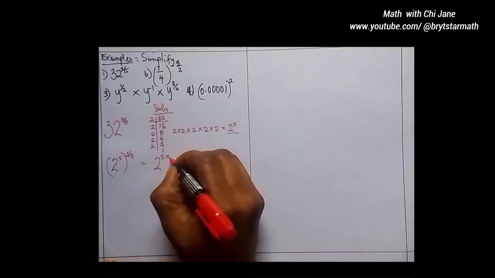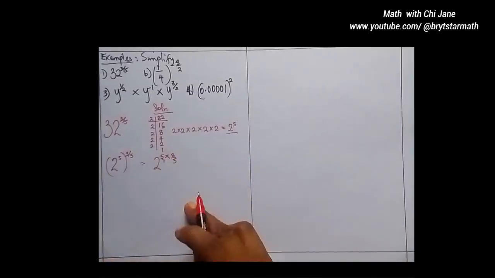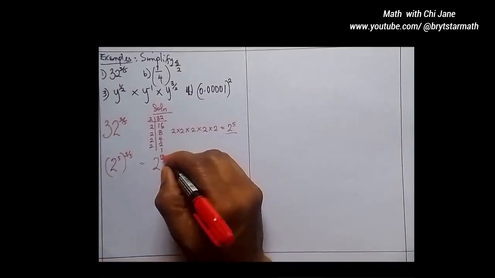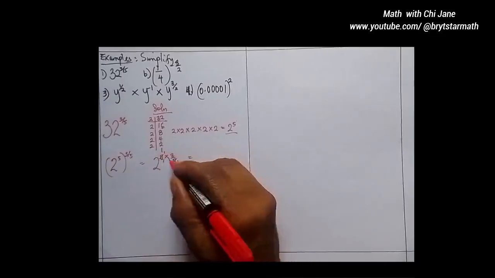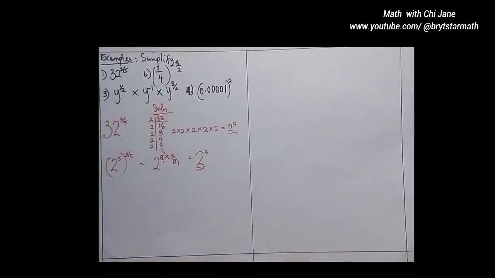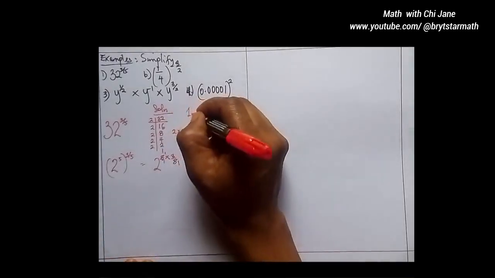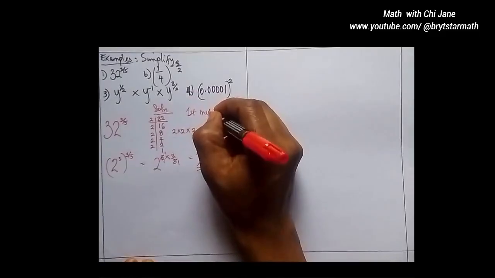Remember power in power law. So we have 2 raised to the power of 5 times 3 over 5. So let's make it to fraction form. So 5 here 1, 5 here 1. We have 2 raised to the power of 3. That's the final answer. Or we can use the fifth root of 32. This is the first method.